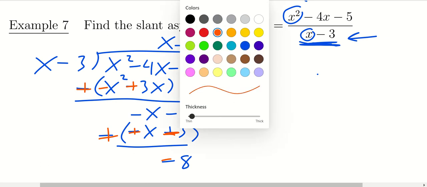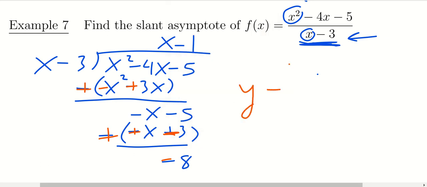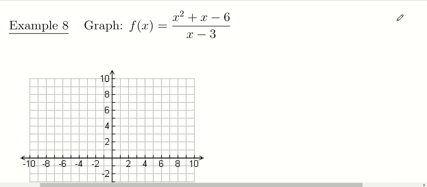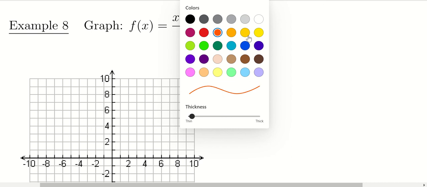So if we're looking for the equation of our slant asymptote, it's going to be y equals x minus 1. Let's take a look at example 8. Let's actually graph this function. f of x equals x squared plus x minus 6 divided by x minus 3.